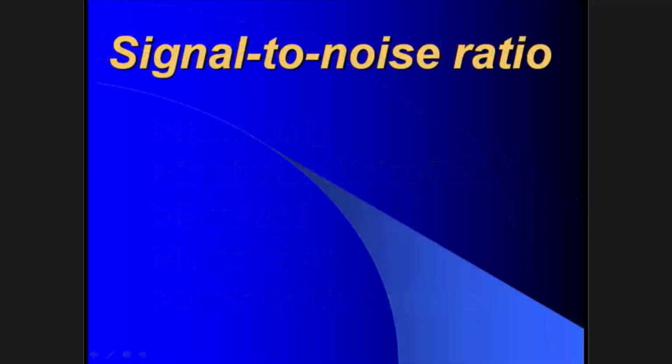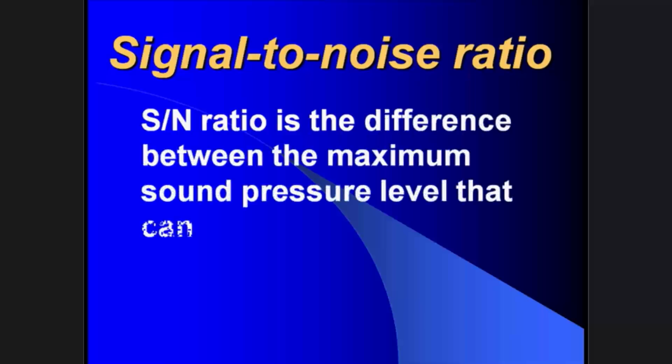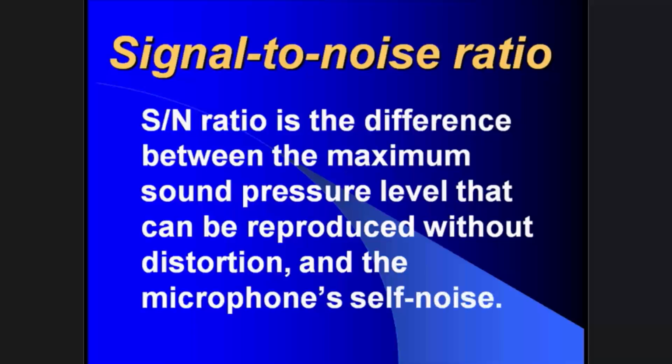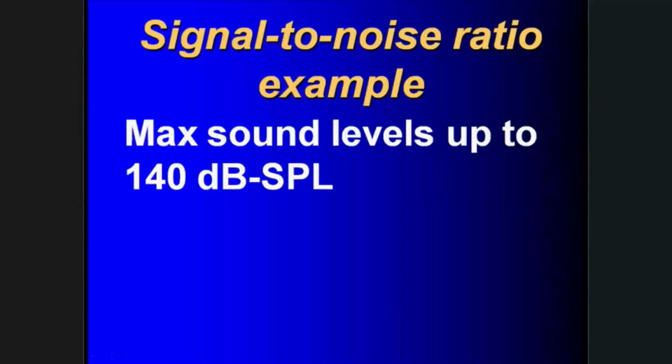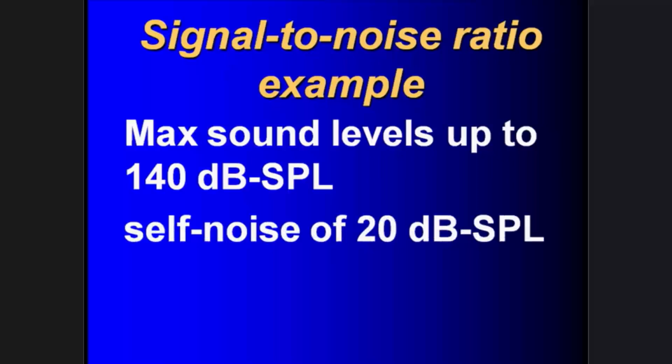This is pretty simple if you stop and think about it. Signal-to-noise ratio is the difference between the maximum sound pressure level that a microphone can take, or the overload, and the microphone's self-noise. Well, for example, you have a microphone that can handle 140 decibels before it overloads, and its self-noise is 20 decibels. The signal-to-noise ratio is a simple difference.